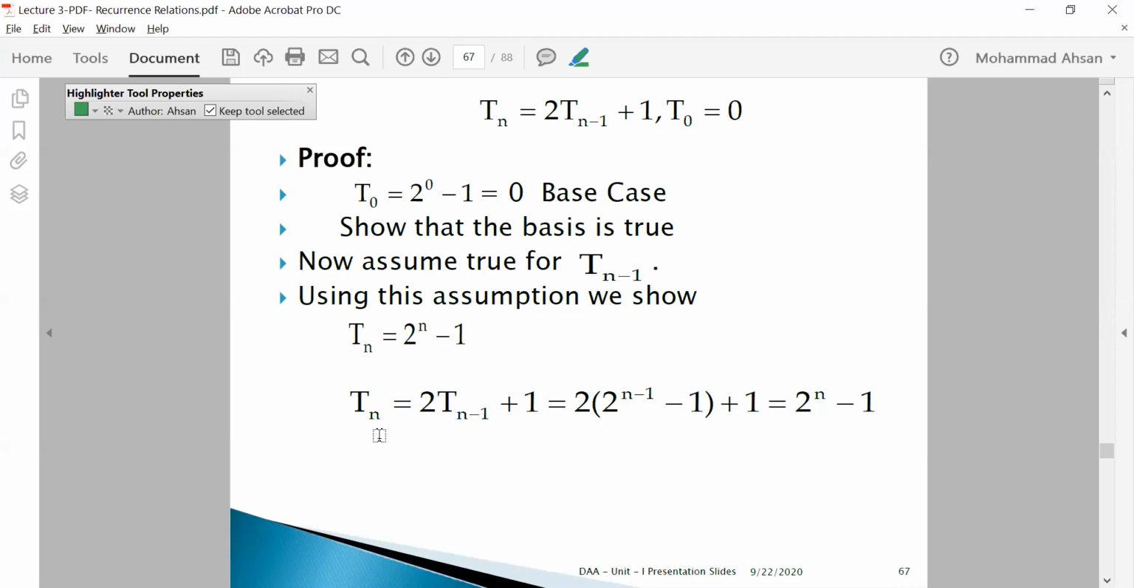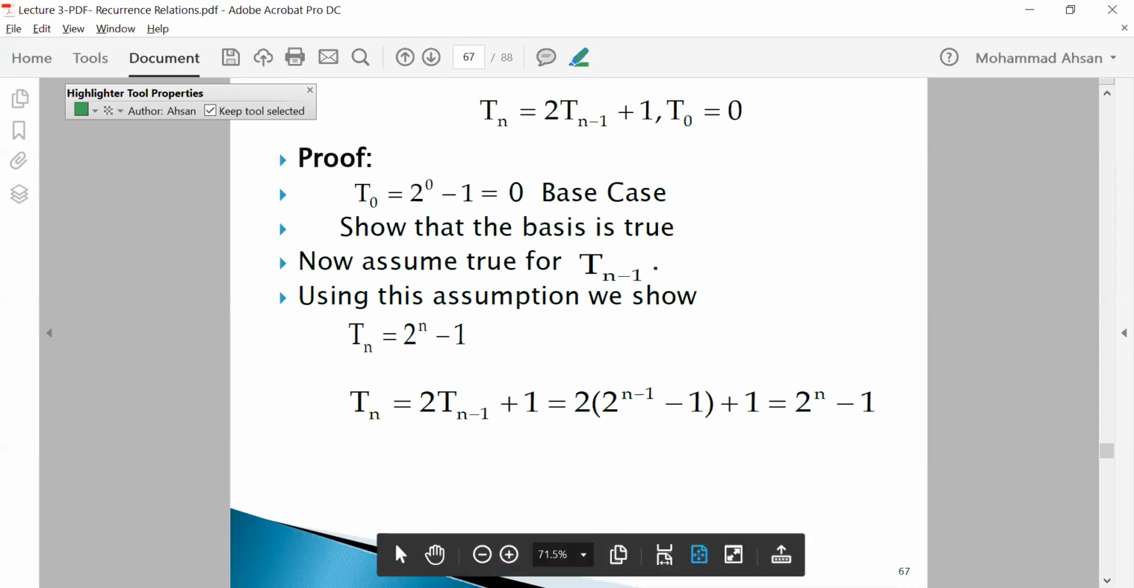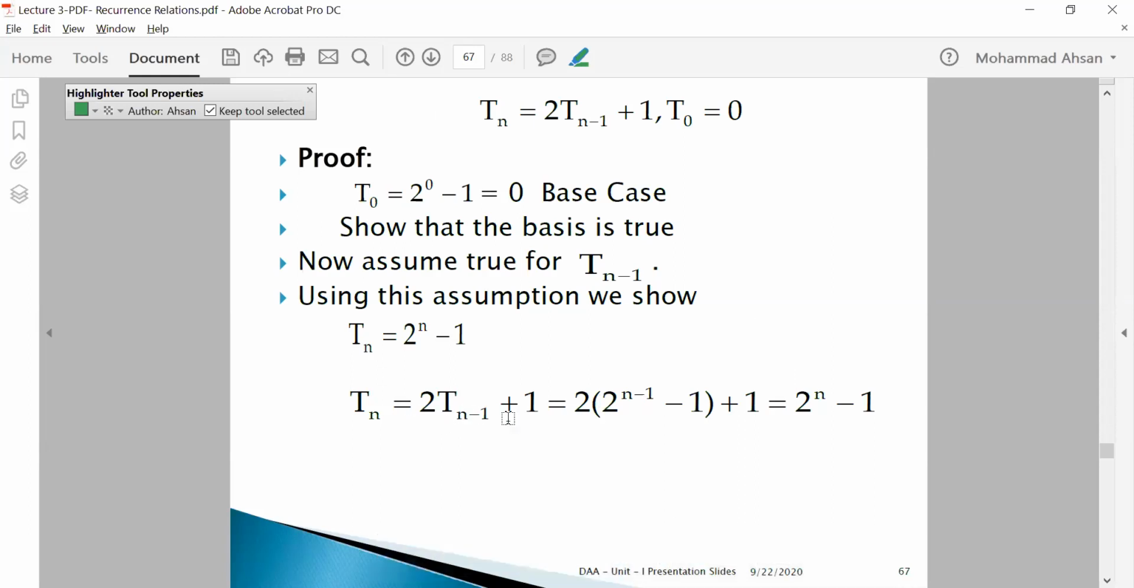So we are proving they have done it the other way around. They have used n minus 1. They have substituted 2 to the power n minus 1 in case of Tn minus 1, and they get 2n minus 1. So it is the same. Okay.